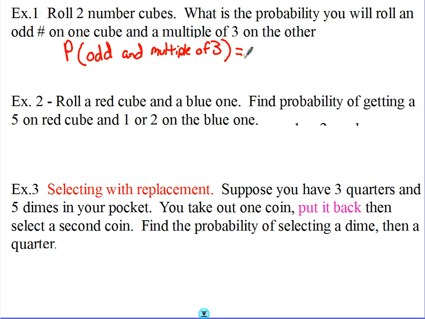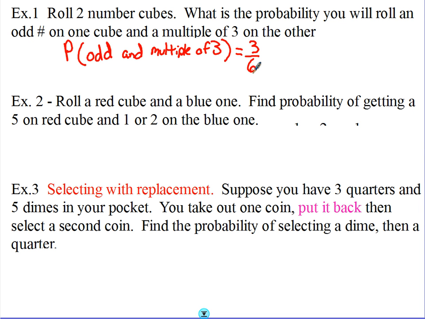So what we're going to do is, when we have compound events, we want to first find the probability of the first event, then multiply it by the probability of getting the second one. So if we roll that die to get that first number, to get an odd number, I would have 3 out of 6. There's a 3 out of 6 chance of rolling an odd number.